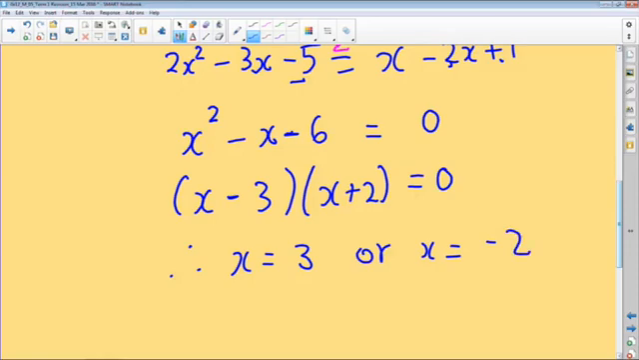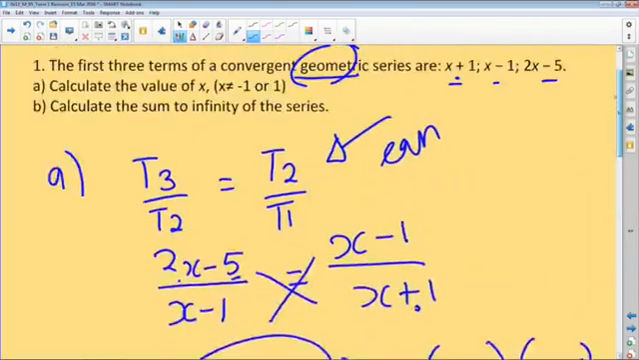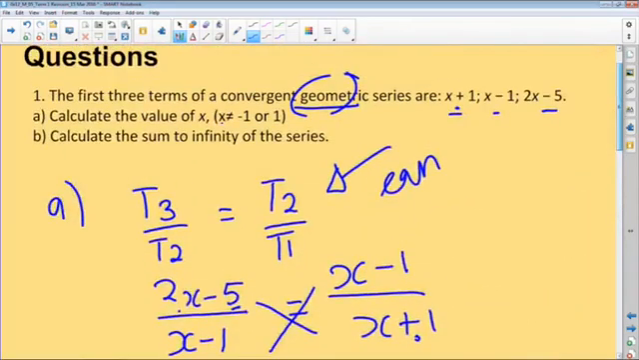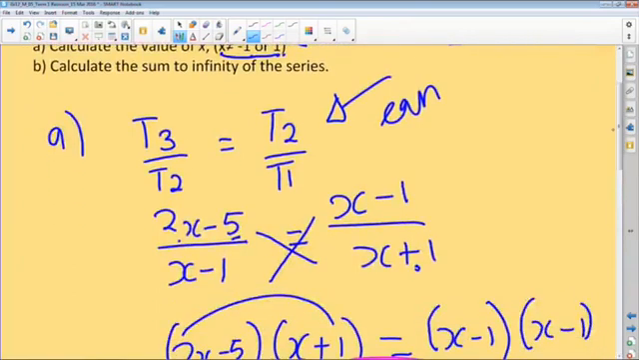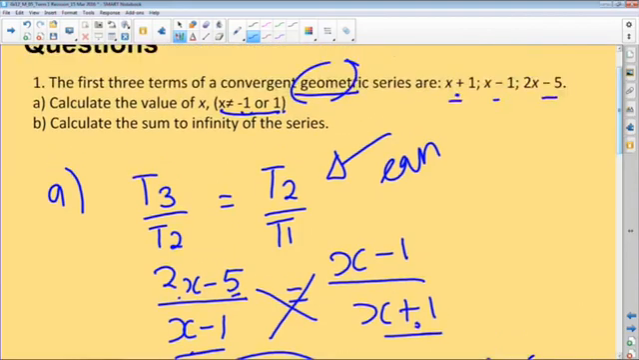Now, I just want to go back and show you in the question here, they said that x is not equal to minus 1 or 1. And the reason for that, as you see in your equation, when we set it up, you've got an x plus 1 and an x minus 1 in the denominator. So, if x were to take on either the value of minus 1 or 1, it would mean your denominators would be undefined. Hence, those values are excluded.